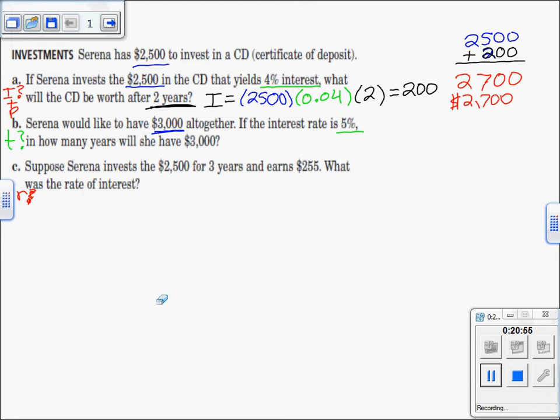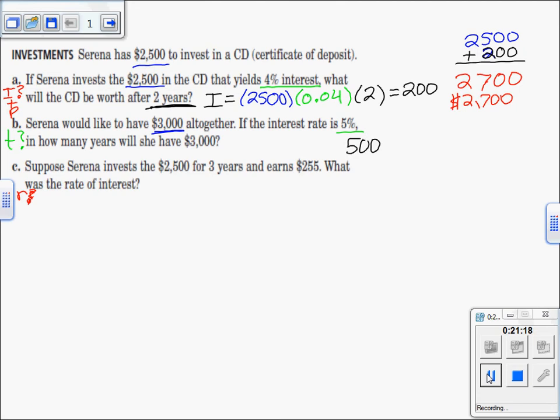In this question, they want to know how many years it will take for that to happen. So here's what I want you to realize. If she's put in $2,500 and she wants $3,000, that means she wants to make $500 in interest, because that's $3,000 minus $2,500. So we're going to ask, how long is it going to take her to make $500 in interest?